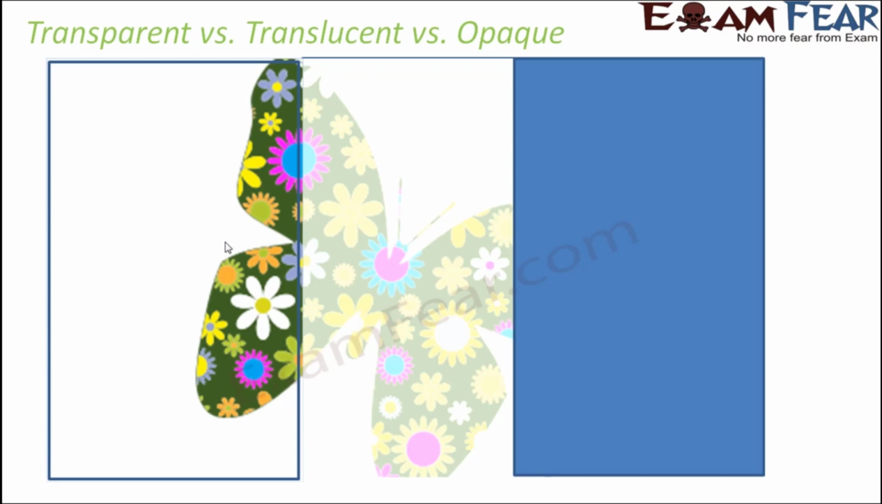When you see the same object, that is the same butterfly, through a translucent object, maybe a frosted glass, you will be able to see it but not clearly. A hazy picture will be seen. And if you have an opaque object, you will not be able to see it at all. So you see the same butterfly, some part is seen clearly because there is a transparent object before it. Some part is seen unclearly because of the presence of a translucent object, and some part is not at all seen due to the presence of an opaque object.